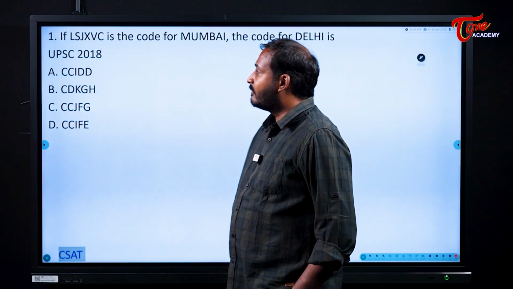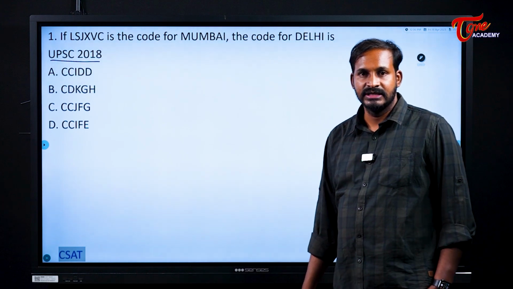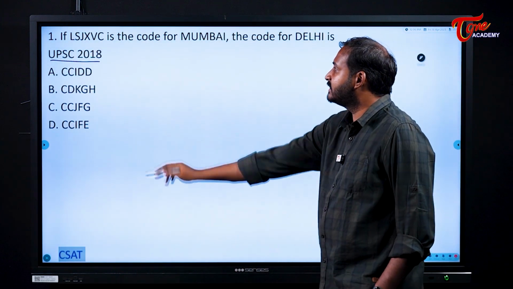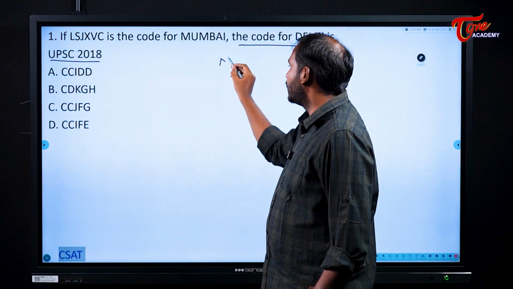Now, we will see some of the previous year's questions, students. Some of the previous year's questions we will see directly. If LSD is code for Mumbai, what is the code for Delhi? Okay, Mumbai is coded as what?